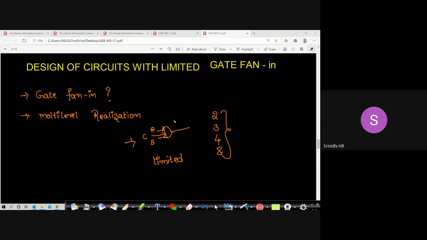Having this as a prerequisite, how do you design circuits with limited gate fan-in? Let us say we have n number of inputs. I want to design my circuit in such a way that there is limited gate fan-in. This is my main goal. How do you interpret this particular problem?